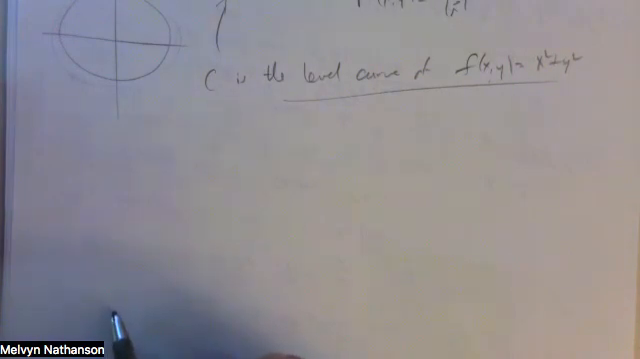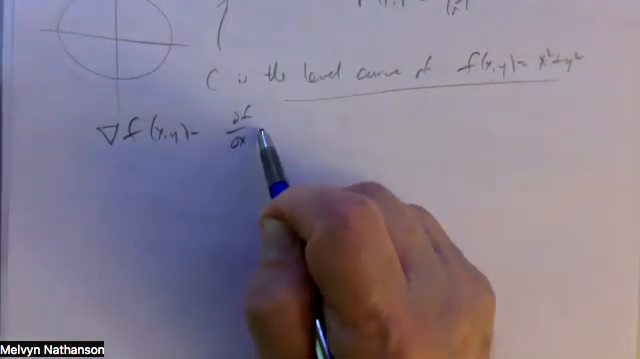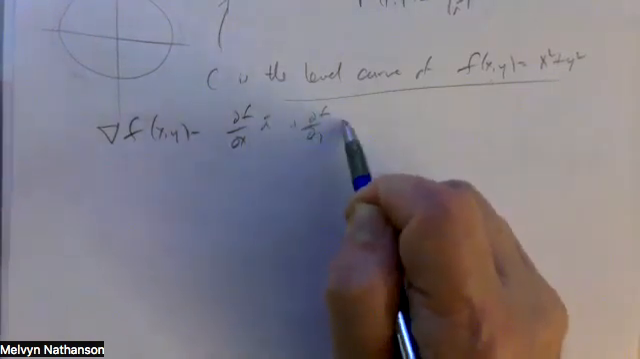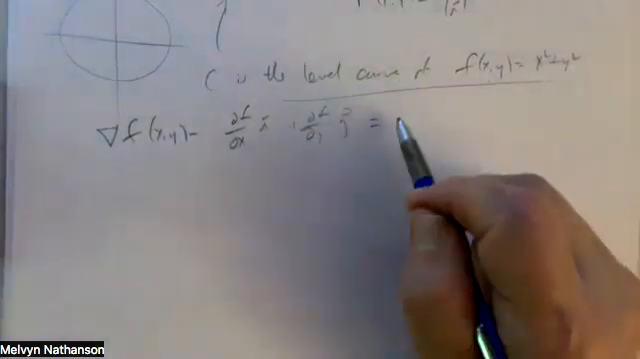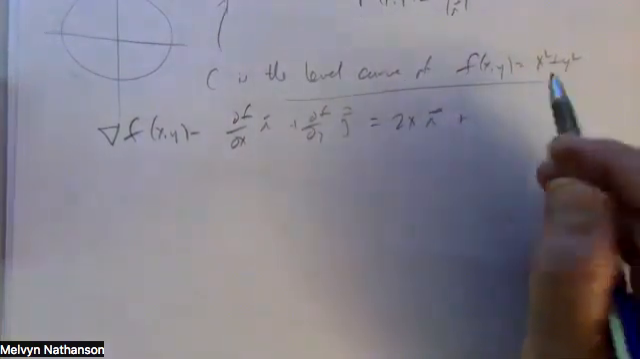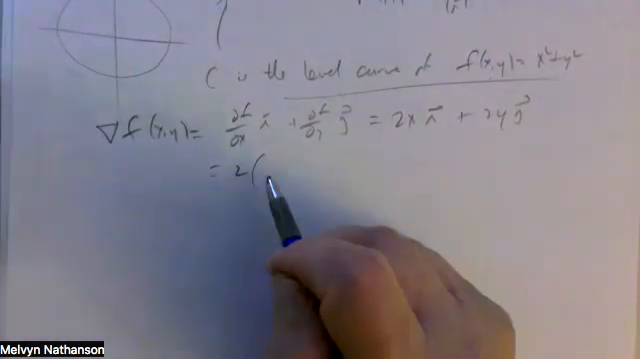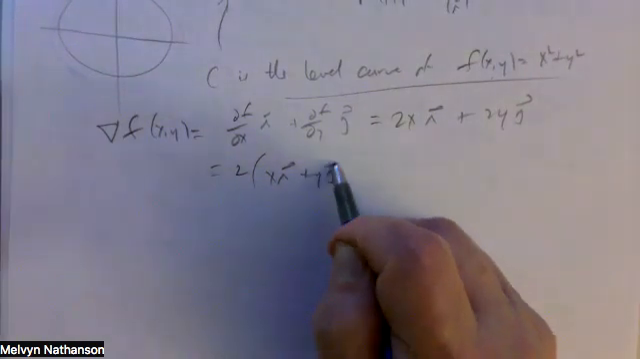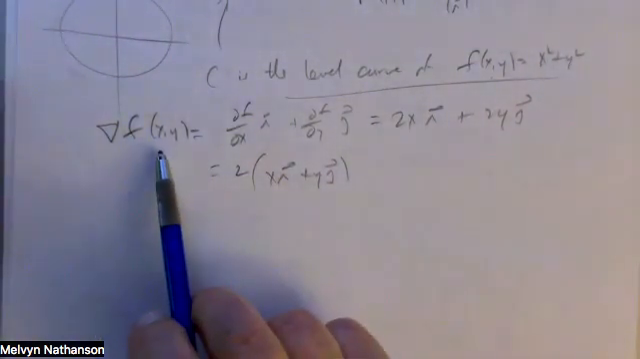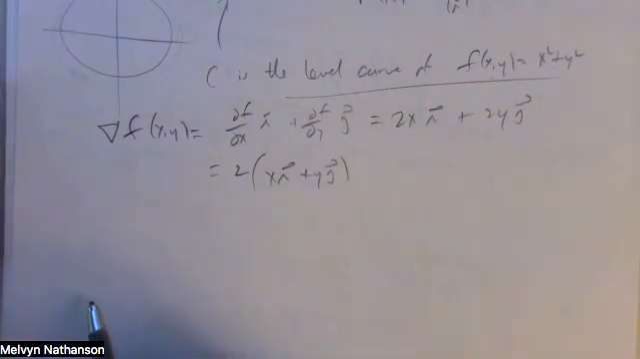So the gradient of f is what? The gradient of f of x, y is the partial of f with respect to x, i plus the partial of f with respect to y, j. The partial of f with respect to x is 2x. The partial with respect to y is 2y. This is the same as 2 times x i plus y j. So the gradient of f of x, y, which is a vector valued function, is this.